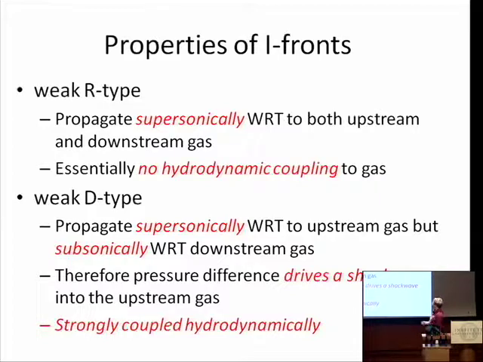Turns out that for R and D type fronts there are 2 kinds of each. There's a weak and a strong, but the strong never occur in nature. So we just are down to these 2, weak R type and weak D type. Weak or strong refers to the density jump across the I front. So for weak R type, they propagate supersonically with respect to both the upstream and downstream gas. And that's important because that means there's essentially no hydrodynamic coupling.